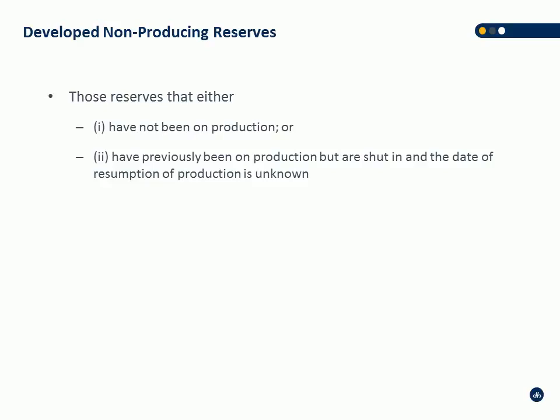Sometimes operators will shut in wells if market conditions are not good enough. Gas prices or oil prices drop. Operators temporarily shut in wells, and if they do that, they can be classified as PDNP even if there's no capital required to bring them back on.